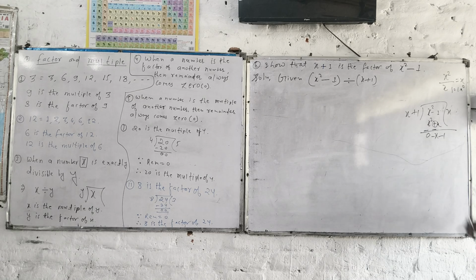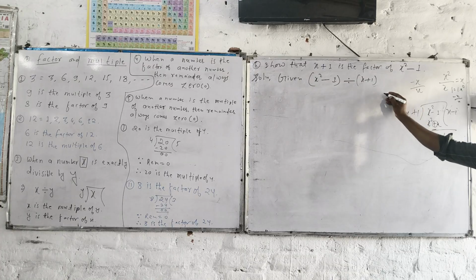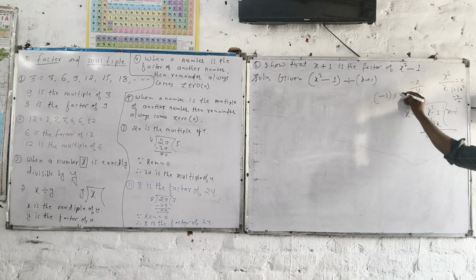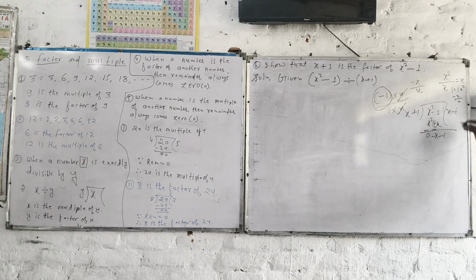Hope you understood that. So what will come in the quotient? Who will decide? The first term of dividend and first term of divisor. So guys, minus x divided by x. What will you get, guys? Minus 1. Let's put the minus 1, right? Got the point, guys? Minus x is divided by the x here. It means minus 1 multiplied with x, and 1 multiplied by x. So x will be cancelled. What is left? The minus 1 will come here, right?